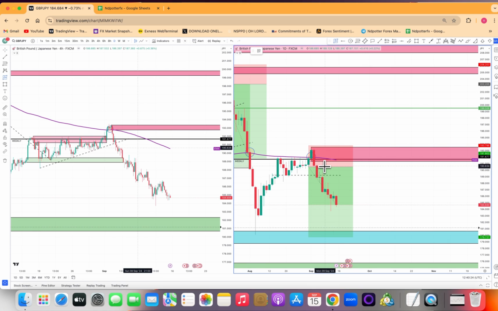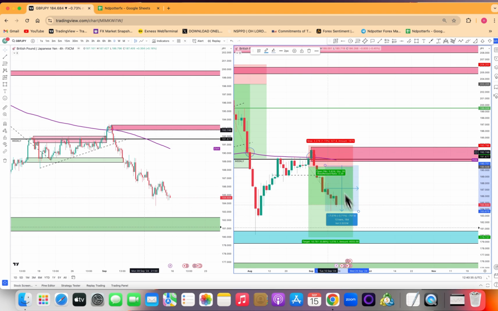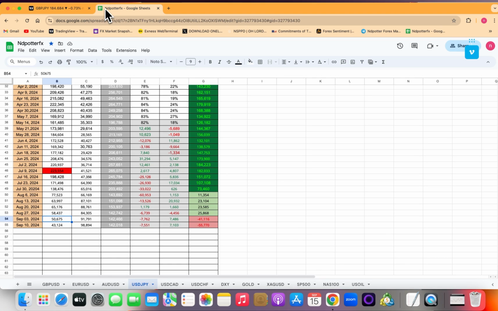Let's check how many pips. This market has managed to drop over 700 pips, because I'm trading with the direction the institutions are trading. Now this September 10th data again, as you can see, they took another 7,000 profit on their long. Again, they added 7,000 on their short.